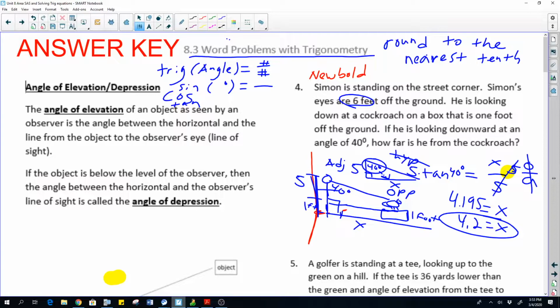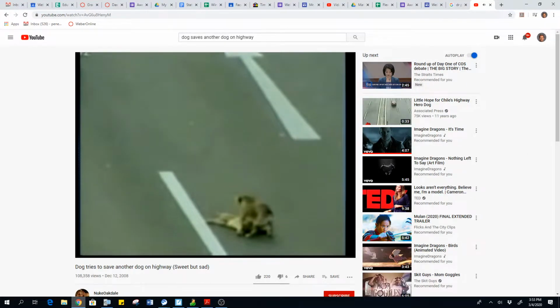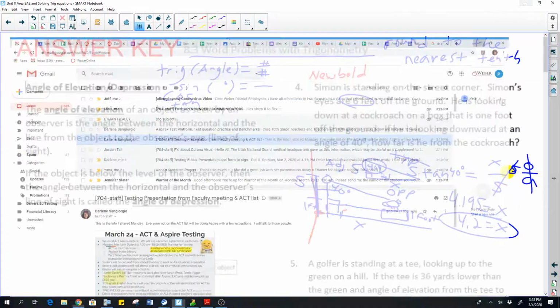It is a bittersweet. Let me turn that off. I think it's the news. There we go. Okay, awesome.